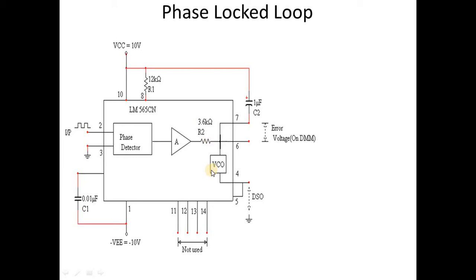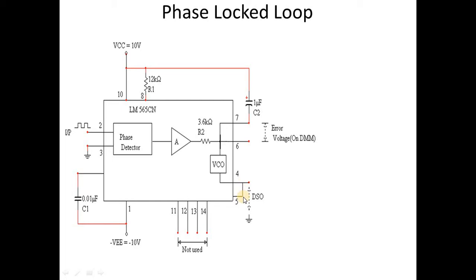These are the different blocks included in this IC. First is phase detector, then error amplifier, then low pass filter and VCO. Let me talk on different pins of this IC LM565. Pin number 1 to the minus supply voltage, pin number 2 will be used for input. Input will be square wave with voltage 500 millivolt peak to peak. Pin number 3 will be connected to the ground potential.